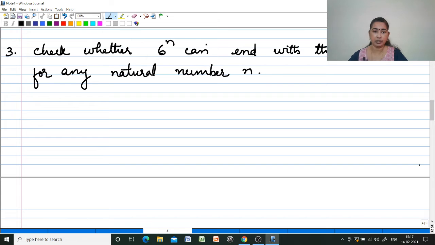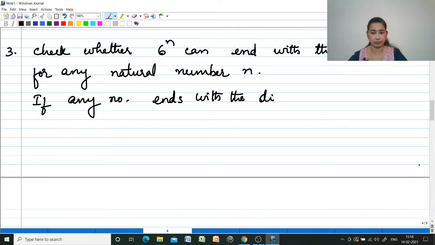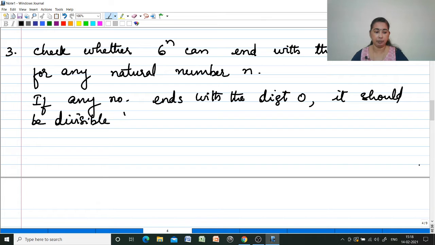Then next one, check whether 6 raised to n can end with the digit 0 for any natural number n. So if any number ends with the digit 0, it should be divisible by 10. Or in other words, what can we say? It should be divisible by either 2 and 5.